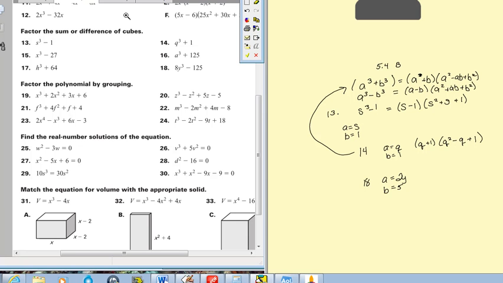So I'm just going to follow the pattern this time. It's a difference, so I'm going to follow the difference pattern. So a minus b is 2y minus 5. I'm running out of time, so let's see if I can do this quick. A squared is 4y squared, minus ab is minus 10y, plus b squared is plus 25.